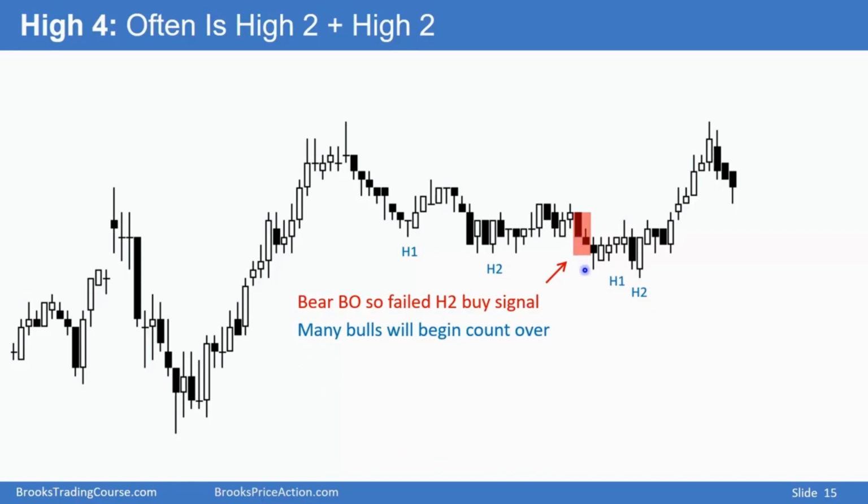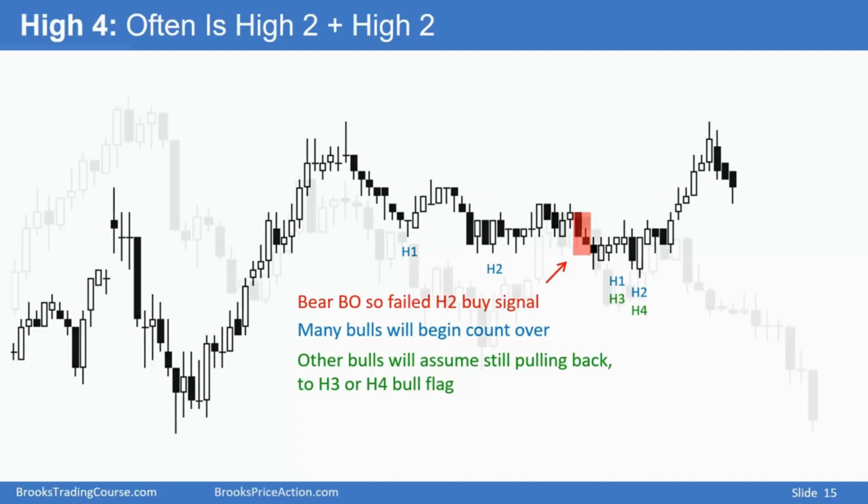Whenever there's a reasonably strong breakout, a lot of bulls will start the count over. They'll see this as first leg down, second leg down. So this is a high 1 buy here, and then a high 2 buy there. Other bulls will say it's simply the bull flag growing further, and they'll count it as high 1, high 2, high 3, high 4. Doesn't matter. The key point is the market tried to resume up here, failed to get a bear breakout with follow through, so probably a couple more legs down, and the next reversal up will have a higher probability of being successful.